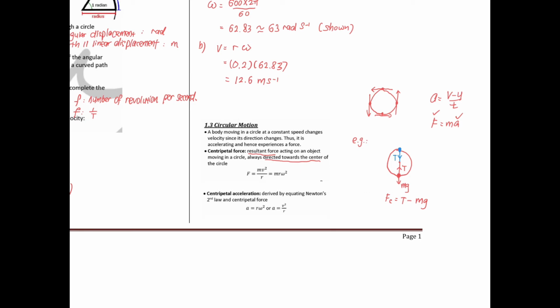So there is tension downwards, and mg is also downward, the weight of the object. So now both of the forces that act on the object are downward. And because of that, when you want to count the centripetal force, always remember it is the resultant force. And always remember another thing: because centripetal force is always directed towards the center of the circle, we take the direction that acts towards the center of the circle as the positive direction.